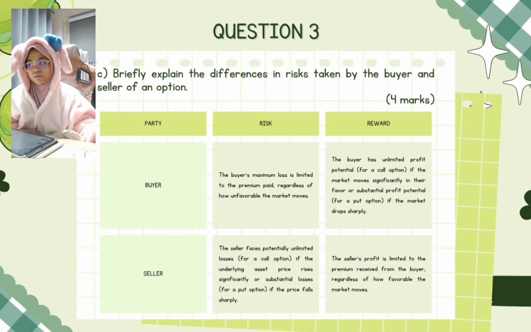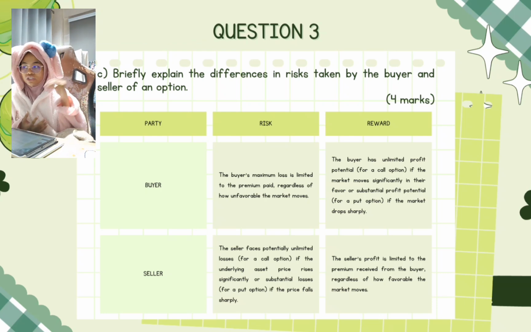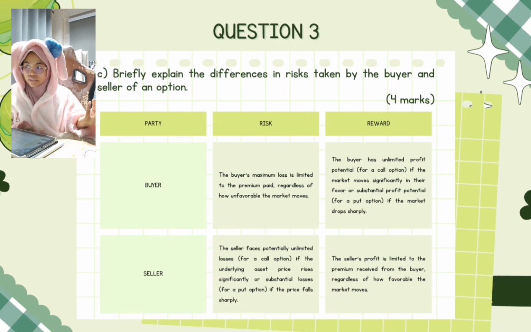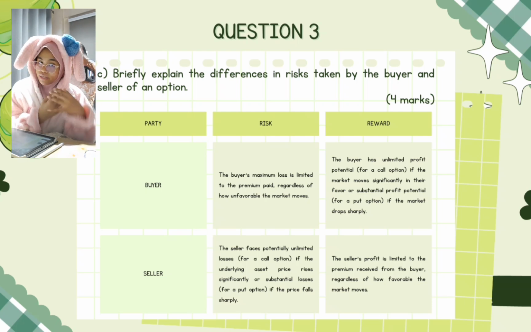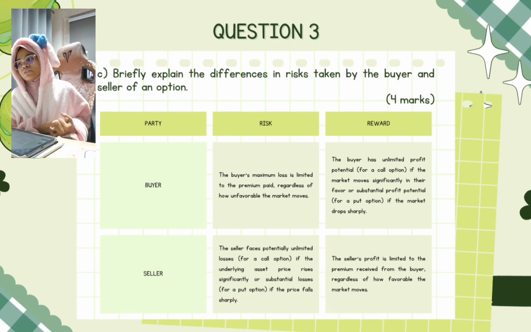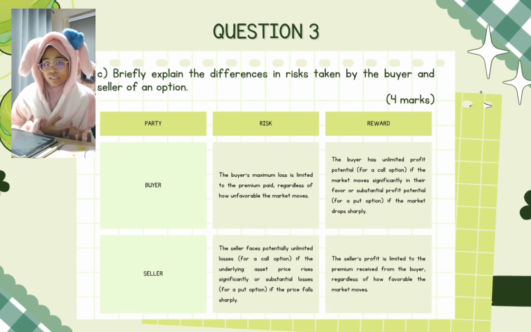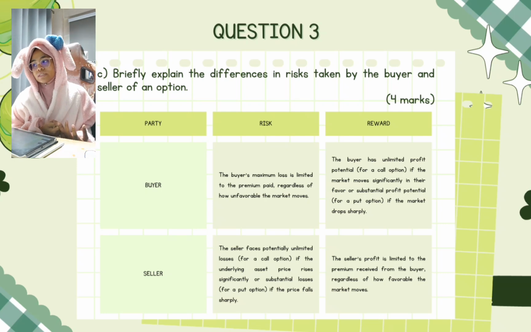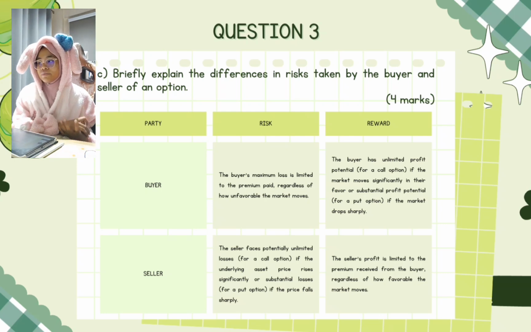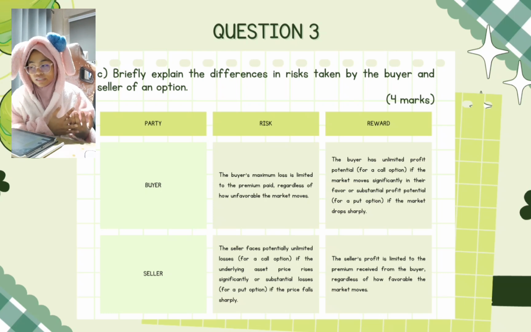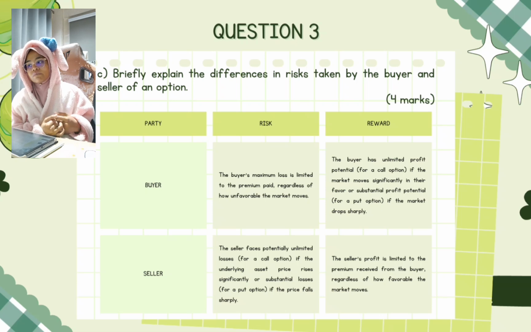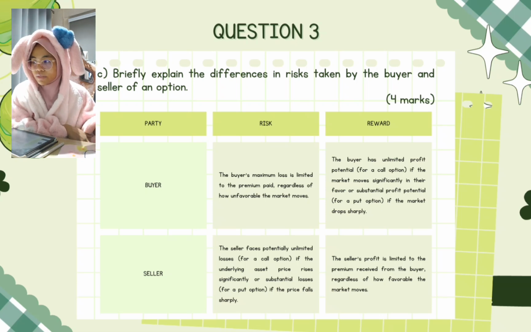For the seller of an option, the option seller, also known as the writer, receives a premium from the buyer in exchange for the obligation to fulfill the contract if the buyer chooses to exercise the option. For example, a call option seller loses money if the underlying asset price rises significantly, while a put option seller loses if the price falls well below the strike price.